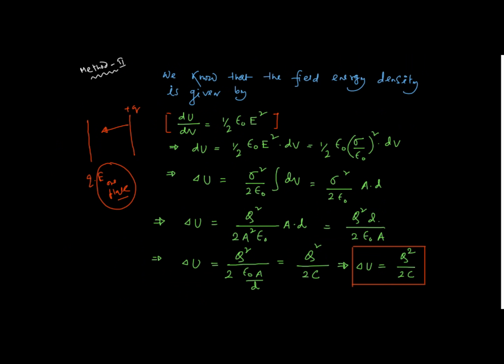In this case, this is different. Why? Because here I am taking the total field restricted in between the two plates, plus minus. So this field is basically the field due to this plate and the field due to the other plate, which is sigma by 2 epsilon naught minus of minus sigma by 2 epsilon naught. It becomes sigma by epsilon naught. So that's why I have taken this. Now I am integrating this result.